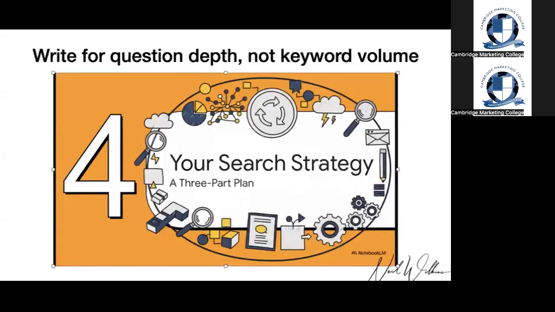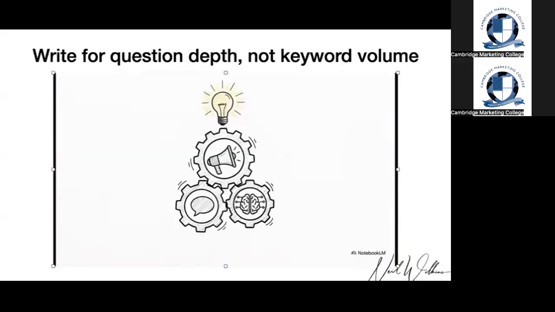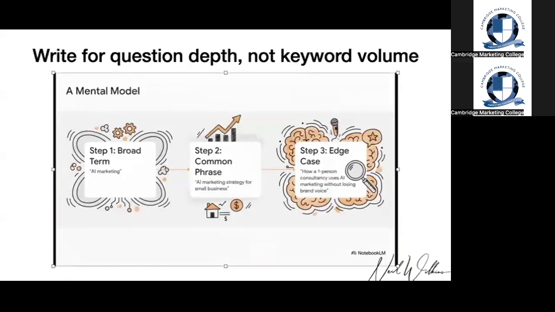Okay, so we've got these three buckets. How do we actually turn this into a real world winning strategy? Well, the key thing to remember is that it's not about choosing one over the others. The most powerful strategy actually balances all three. You need the broad reach of those short head terms for visibility, you need the relevance of phrases to meet specific needs, and you absolutely need the deep connection from edge cases to win in this new world of AI search. Here's a great mental model to follow.